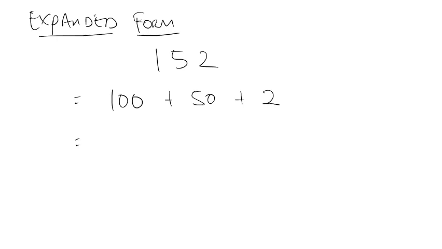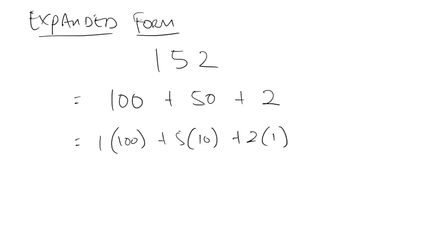Because of this, sometimes you'll see this expanded form written out even more explicitly like this. And so now we can see the digit and the place value, how they're working together. So this is 1 in the hundreds place. This is 5 in the tens place. This is 2 in the ones place.